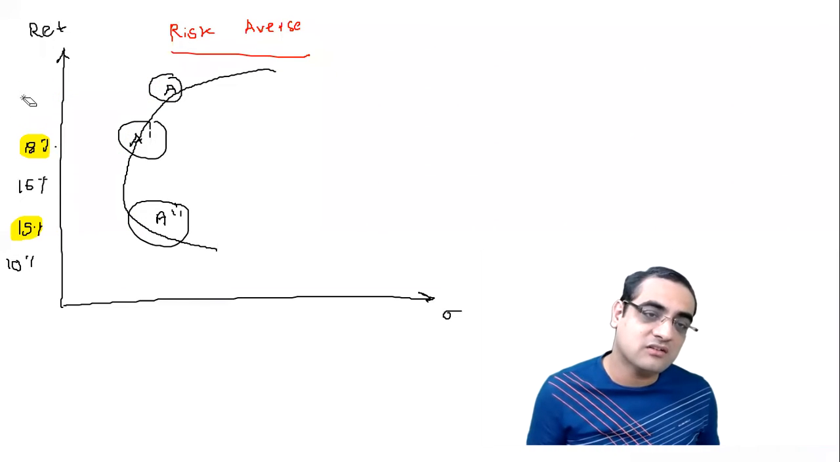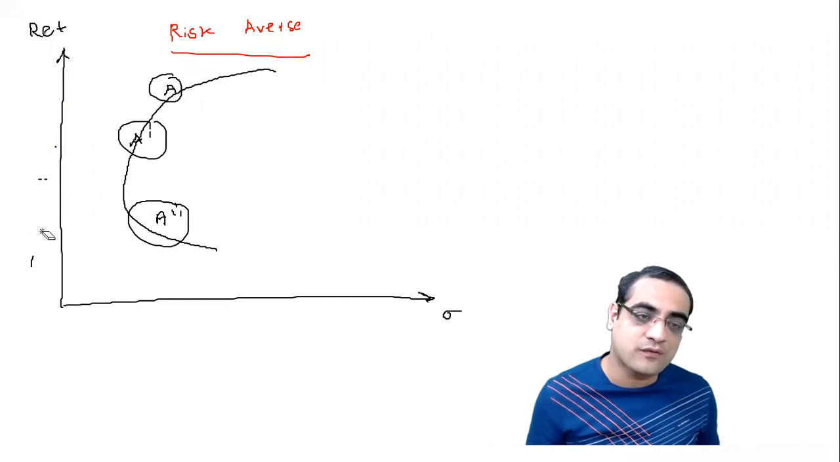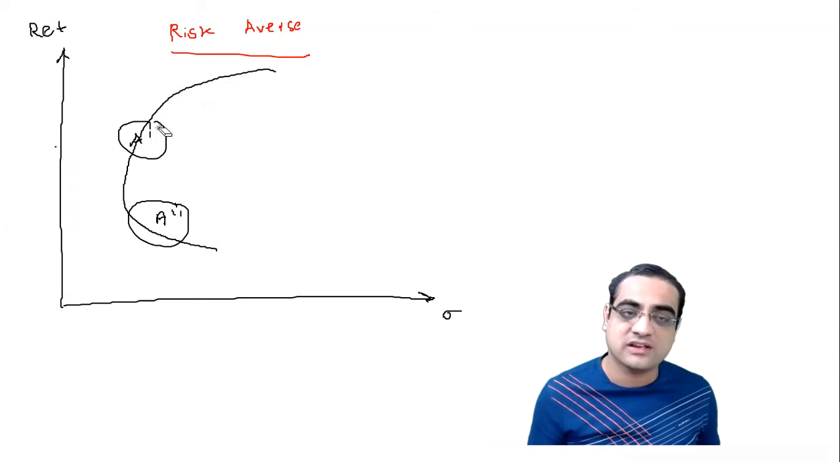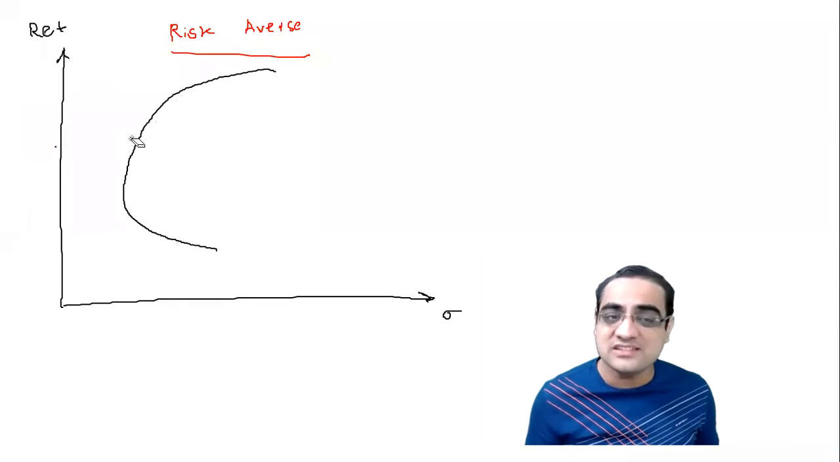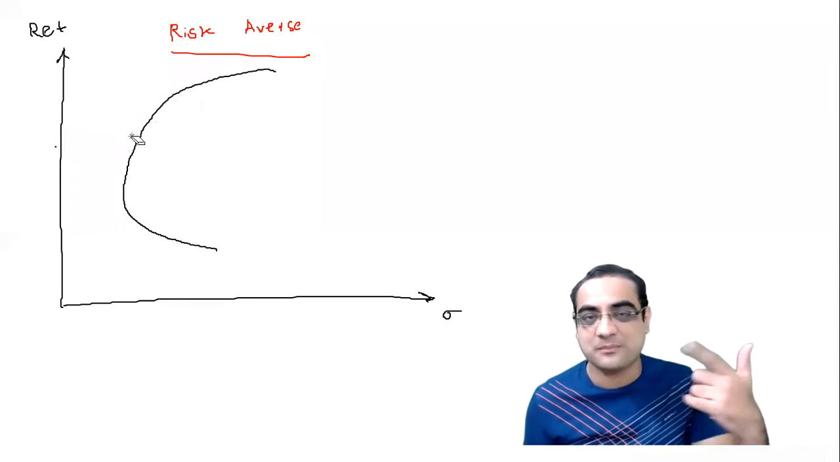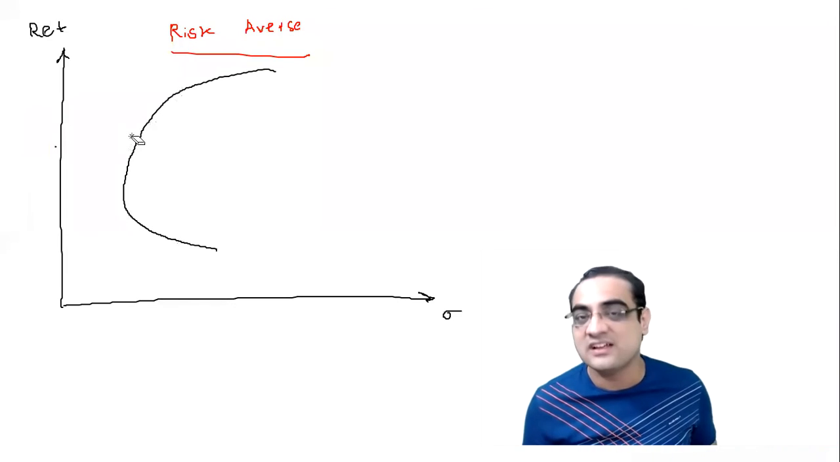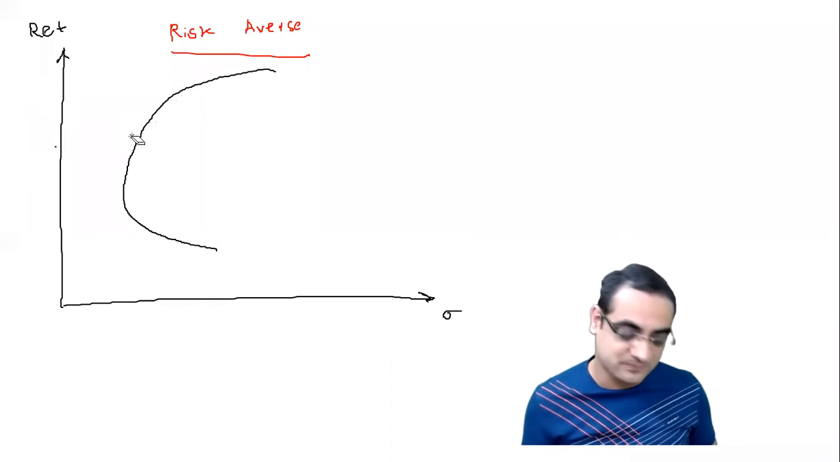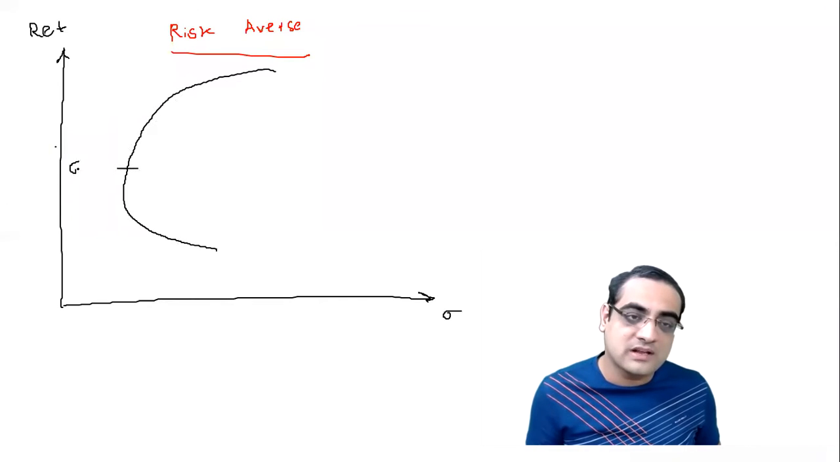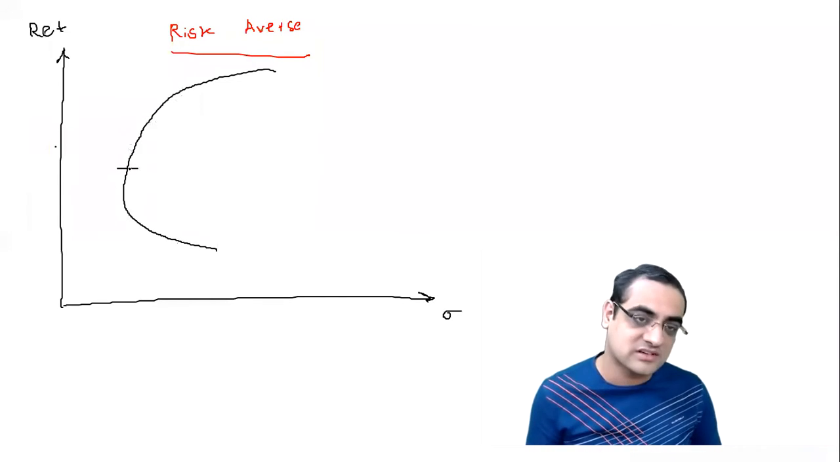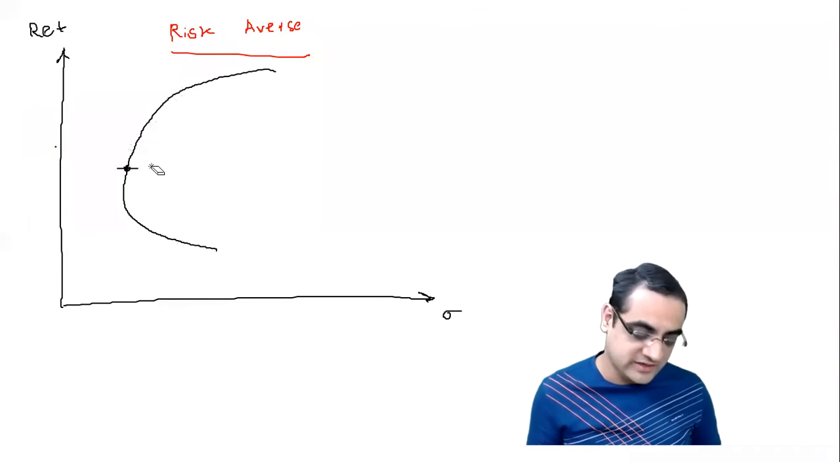So let me just delete it now. So all these points are offering the lowest return for a given risk. I'm sorry, lowest risk for a given return. I just happened to say lowest return for a given risk. It's lowest risk for a given return. Out of which this portfolio is called the global minimum variance portfolio. So this portfolio, which has the lowest of the lowest risk, is called the global minimum variance portfolio.